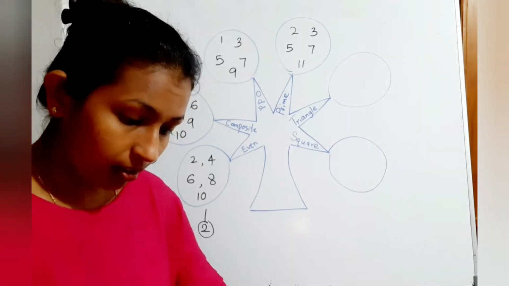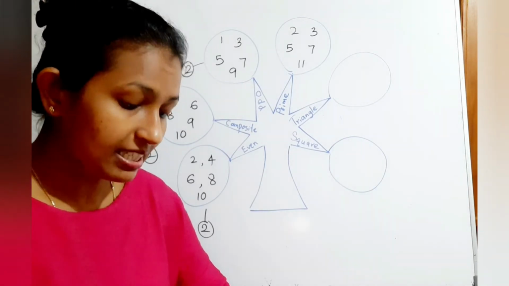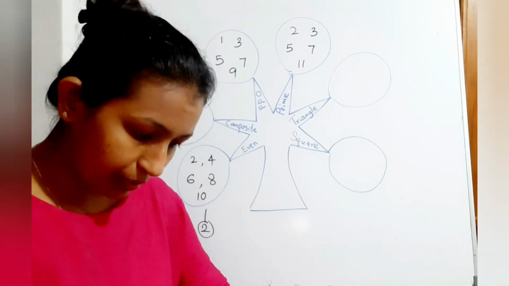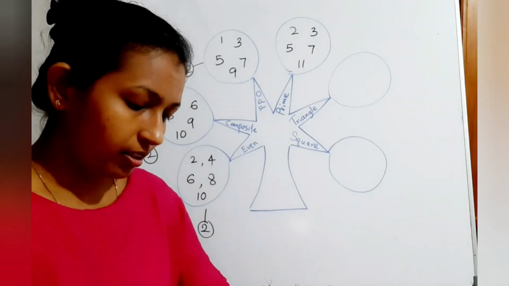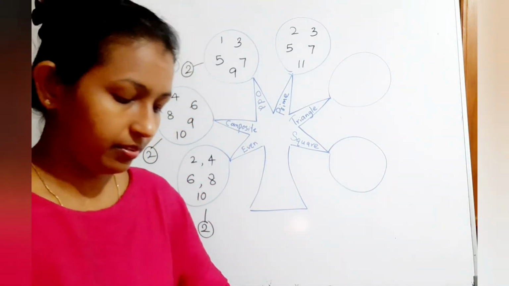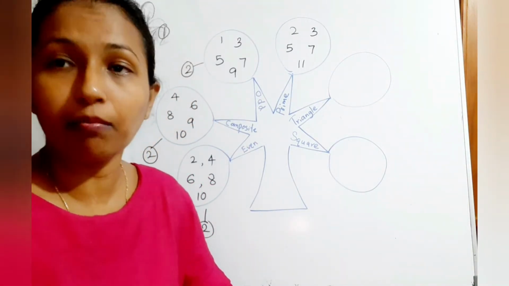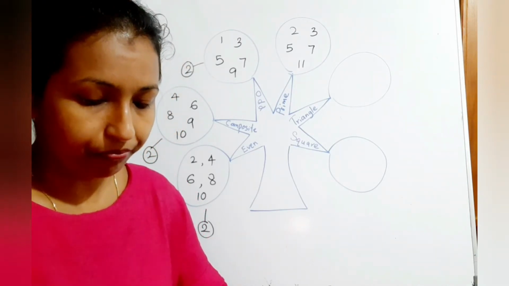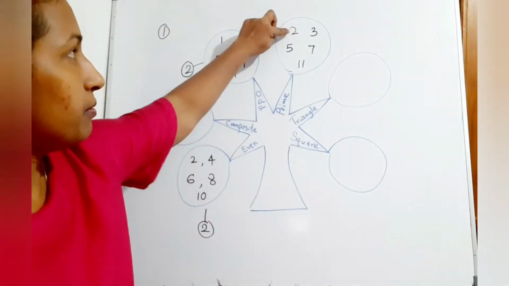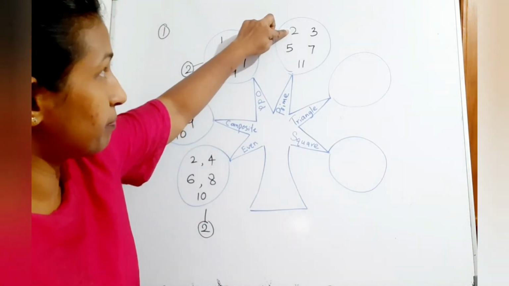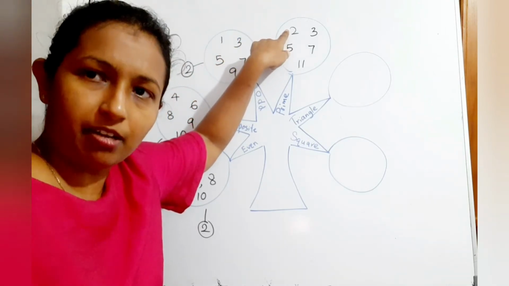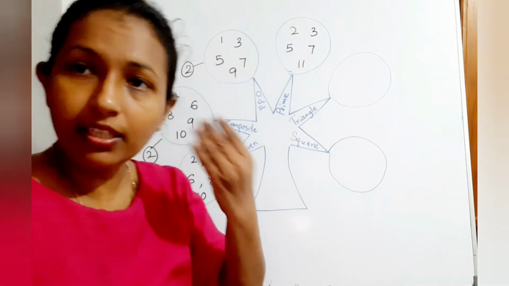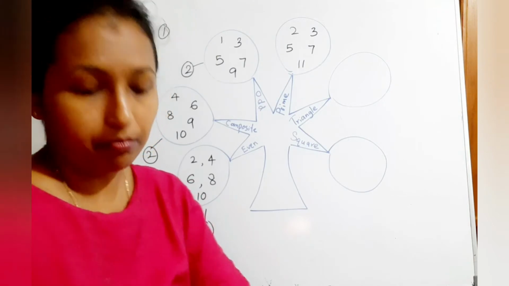13, 17, 19, 23, 29. Okay? You can write any 5 numbers out of the numbers I have told you. Keep that in mind: 2 is the only even prime number. Other prime numbers are odd numbers.